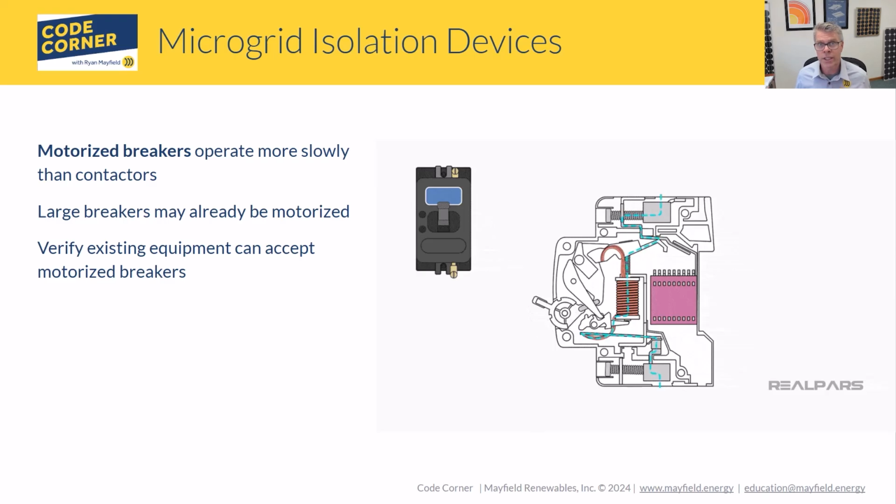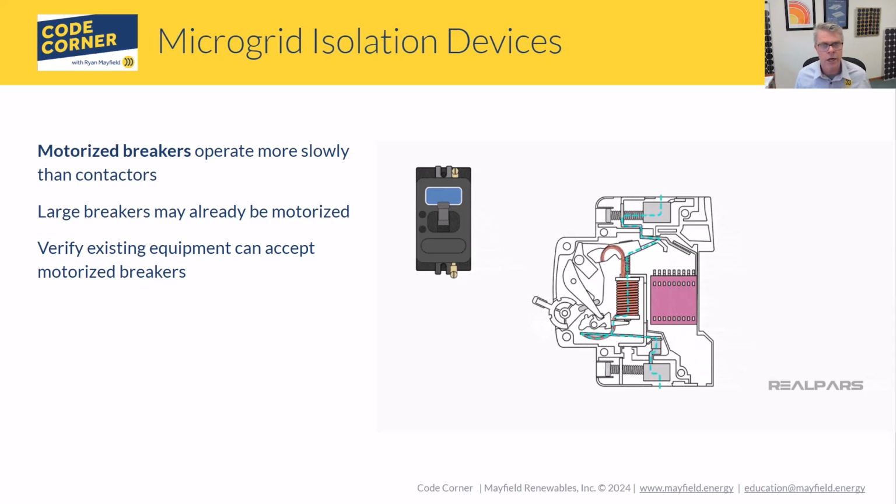Another option that we see quite often are motorized breakers. When you can use them, when they fit into the existing electrical gear that you have, this is a great option. Sometimes your disconnects or your main disconnects are already motorized. What I'm going to show you coming up is exactly that, where it's the main disconnect that is motorized to isolate it.